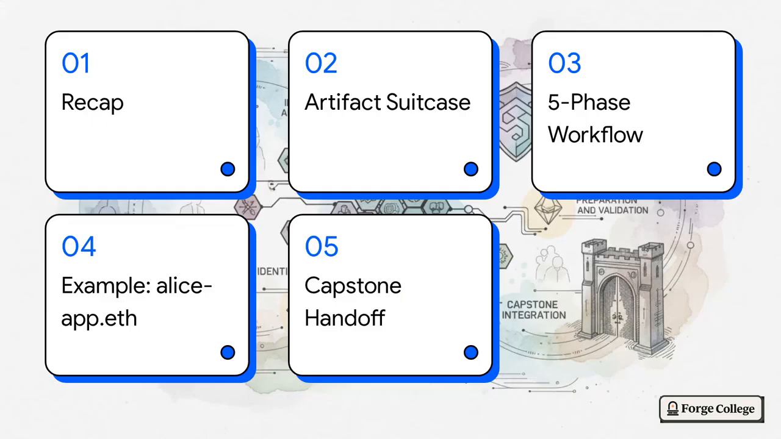Here's our blueprint for today. We'll start with a quick recap, introduce an awesome mental model called the artifact suitcase, walk through a strict 5-phase packing workflow, apply it to a real-world example, and finally, get you prepped for the ultimate Capstone handoff.